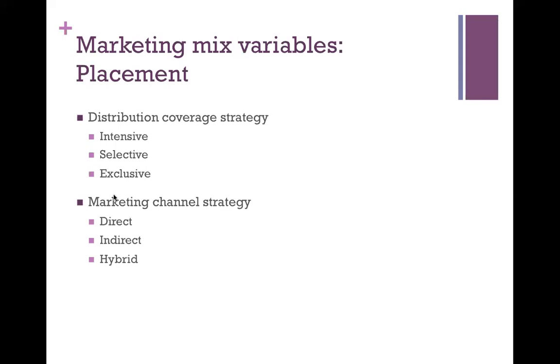The next one is marketing channel strategy, which is basically about direct, indirect, and hybrid. Marketing channel strategy is actually about the decision on how many marketing channels that we want to use in our distribution, in our placement strategy. Direct channel strategy means we do not assign any marketing intermediaries or middleman. Indirect means we use at least one marketing intermediary or middleman. And hybrid means we use a combination of direct and indirect.